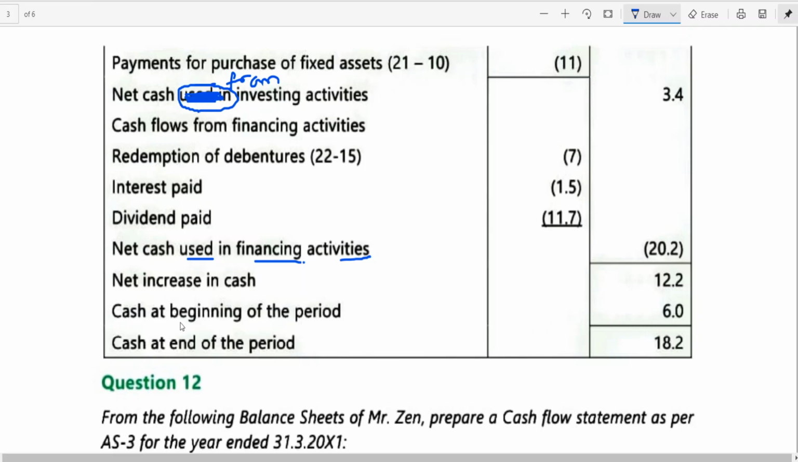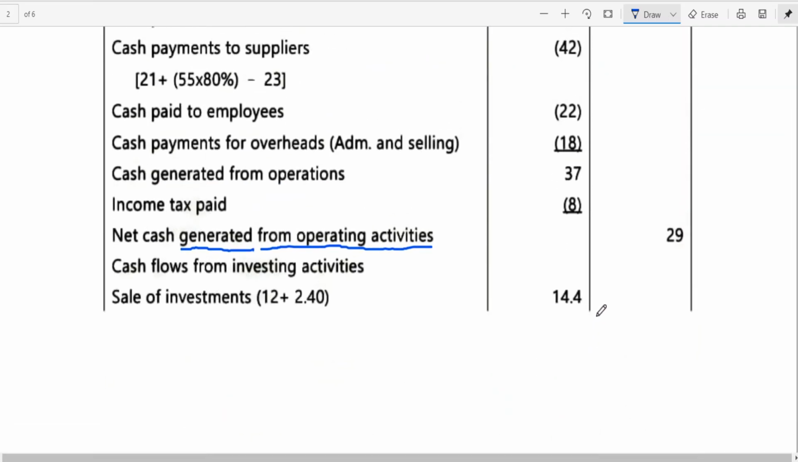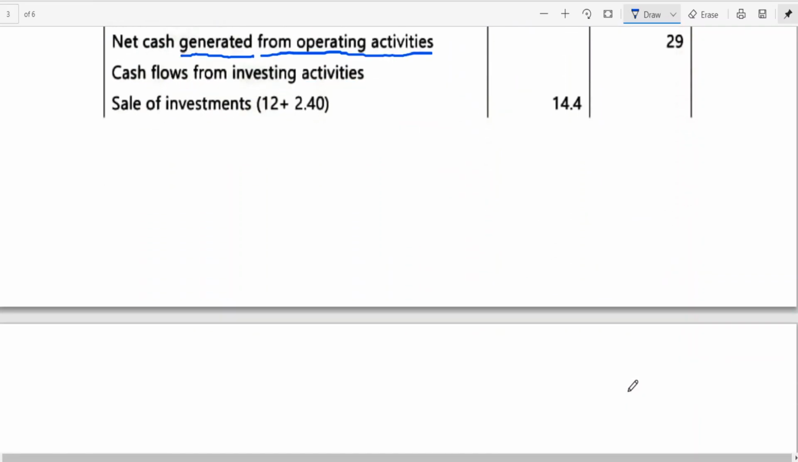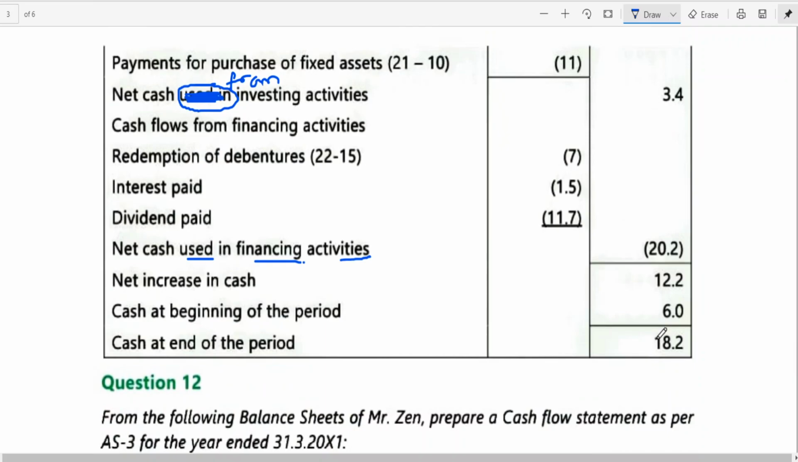Even if you write cash and equivalent at the beginning of the period, there is nothing wrong in that. So 12.2 crores plus 6 crores gives cash at the end of the period, or cash and equivalent at the end of the period. Actually, the closing balance was missing in the question's solution. But in previous problems, you have seen the closing balance also given. So whether the closing balance is given or not, no issue.